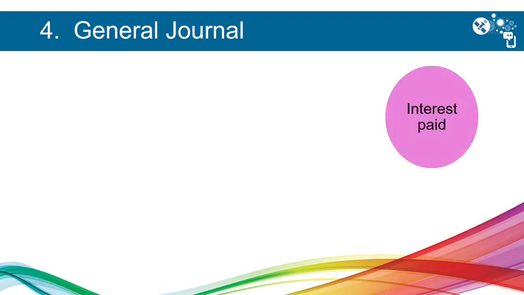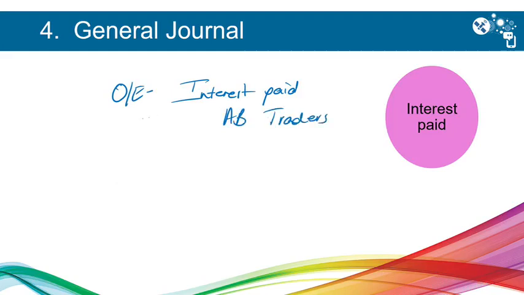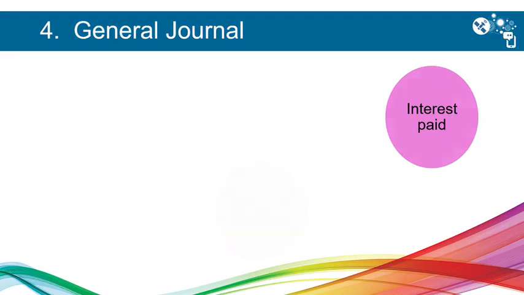Interest paid, we are overdue with paying our account to the creditor. So they charge our account with interest. Interest paid, that is an expense, so my owner's equity will decrease. And the creditor, AB Traders, is a liability that will increase. We owe them more because we are in arrears with paying our account, therefore they charge our account with interest.